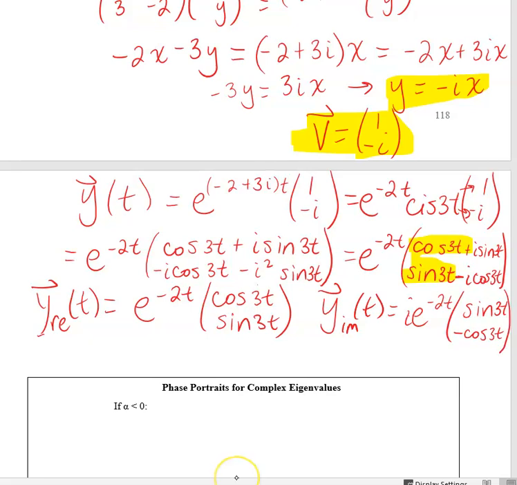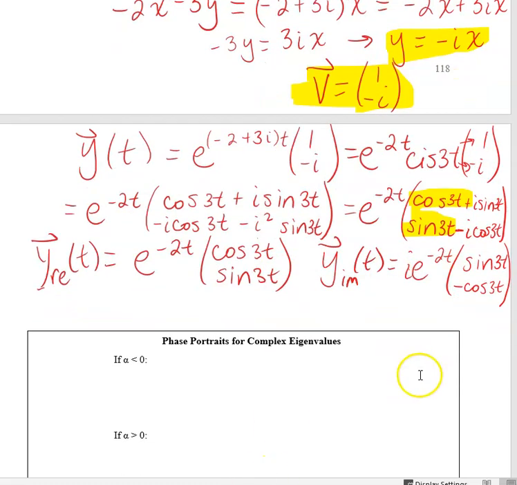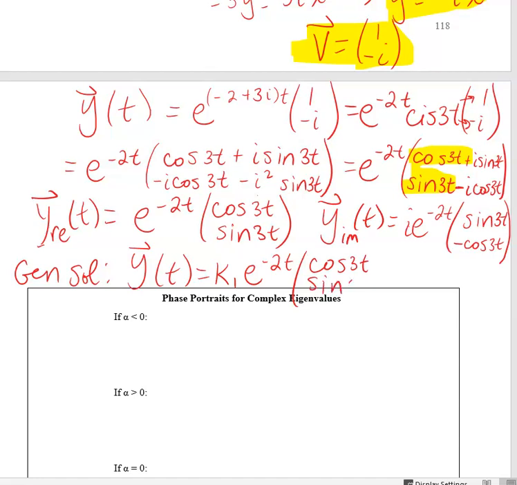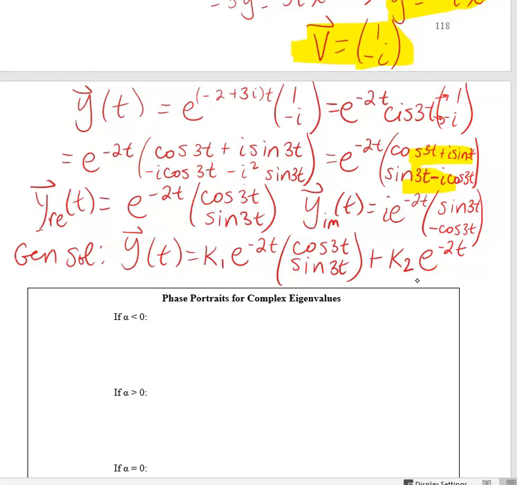Now, why is it important to identify the real and the imaginary parts? Because when we write the general solution, this is how we're going to express it. So our general solution is going to be expressed as k1 times e to the negative 2t (cosine 3t, sine 3t), so that's the real part, plus k2 times e to the negative 2t (sine of 3t, negative cosine of 3t), and this is going to be the answer.